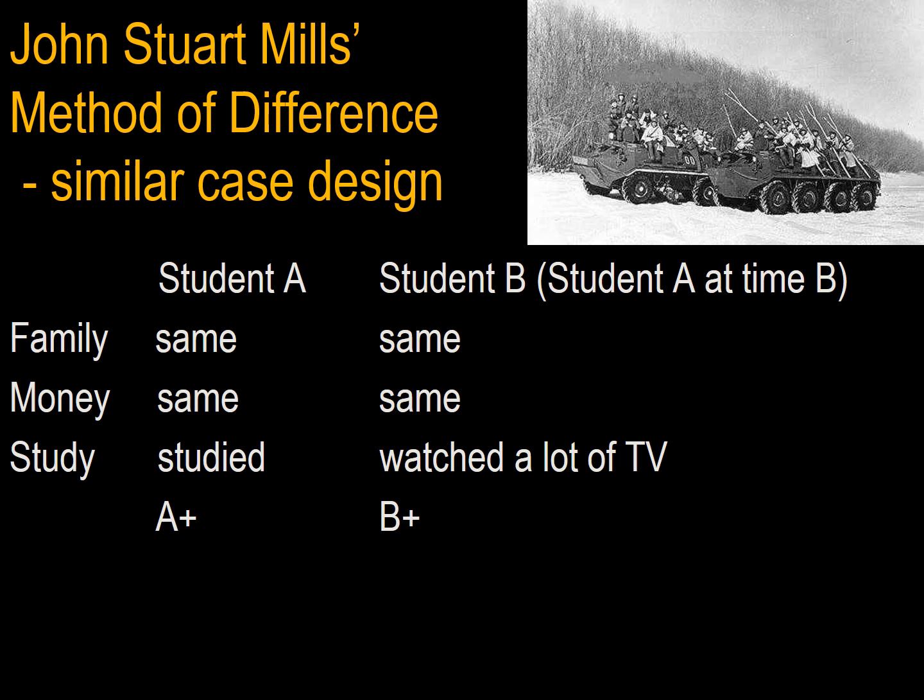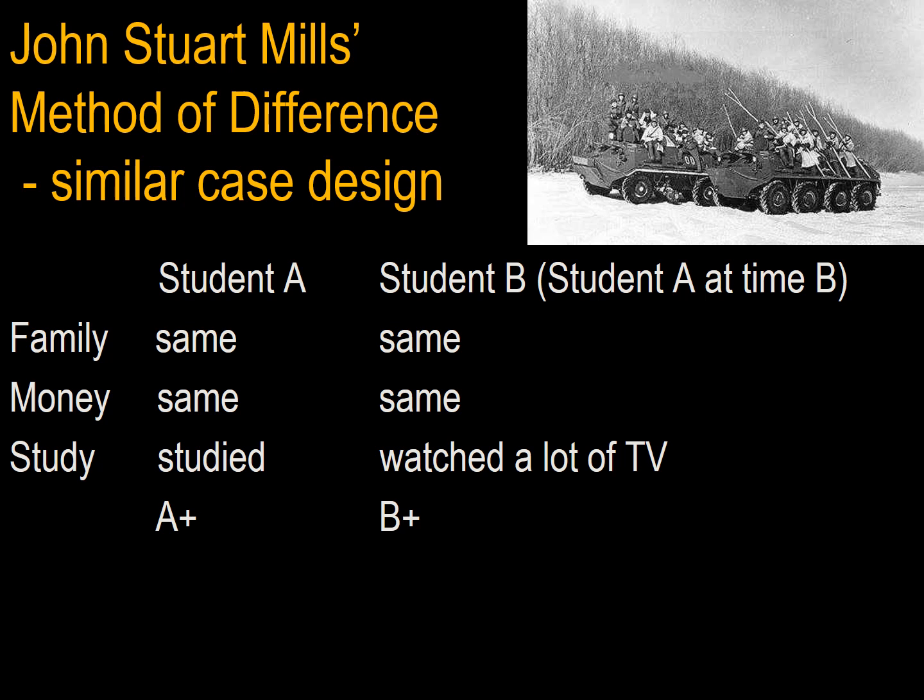So here we have John Stuart Mill's method of difference, or similar case design. Difference refers to the difference in the dependent variable, or the effect, or the outcome. So what we have are two cases, student A and student B. We have a multitude of confusing independent variables. And what we're trying to do is identify that single variable in this spaghetti of causation that explains the outcome in the dependent variable.